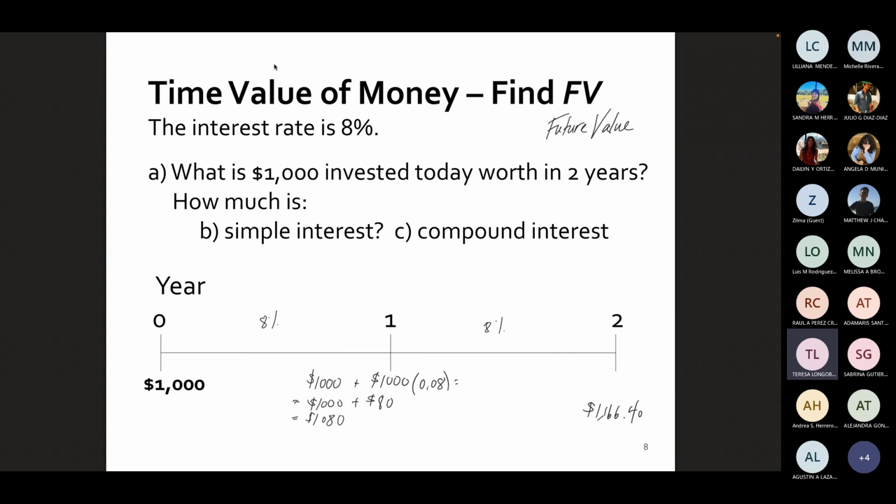So before I go to the second year, I'm going to ask you, can I write this like this? It's not the same thing. It's like I factored out 1,000. So this says the principal amount of 1,000 is returned. That's what the 1 stands for, plus 8% on the 1,000. Is everybody okay with that?